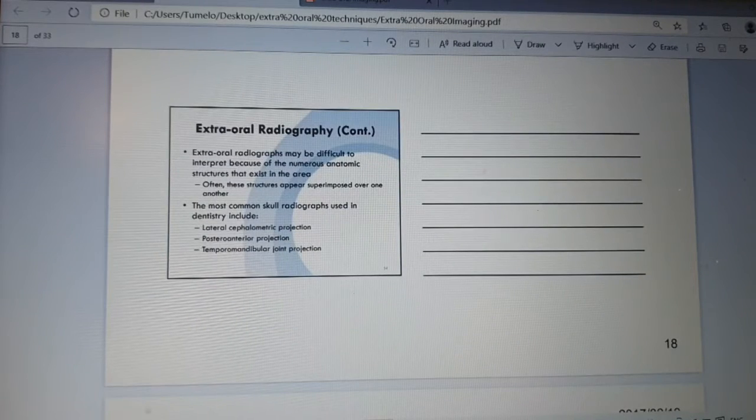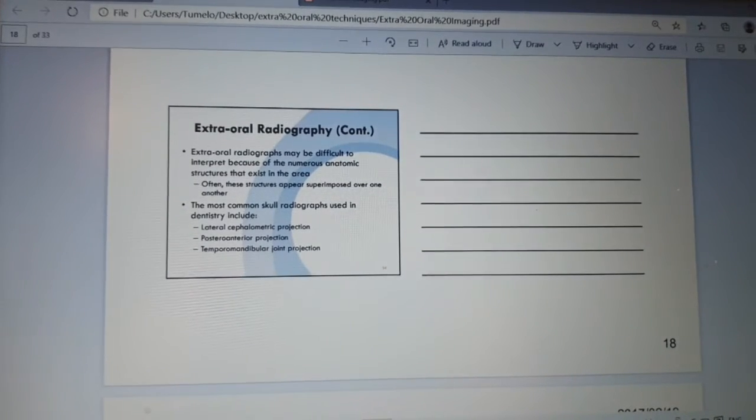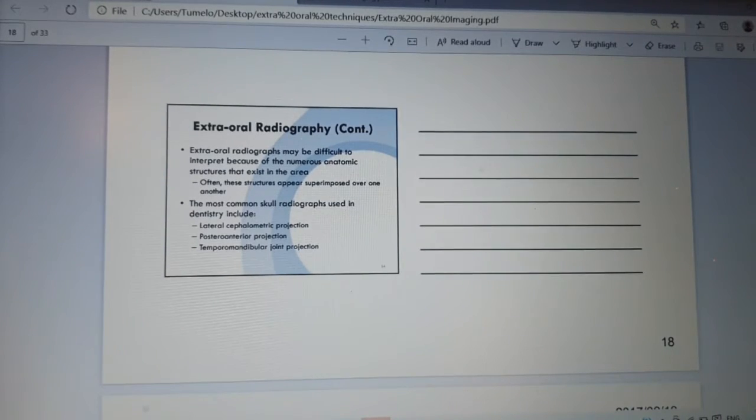So you will encounter problems or challenges with these particular radiographs, but you will over time get used to them, ladies and gents, because initially it may be difficult to interpret them because of the numerous anatomical structures that exist in the area. Hence, it's very important to correlate the anatomy that you have learnt with what you see on an x-ray. I think if you put the two together, it will make things slightly easier for you guys.